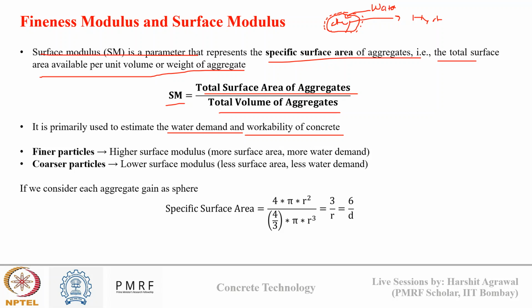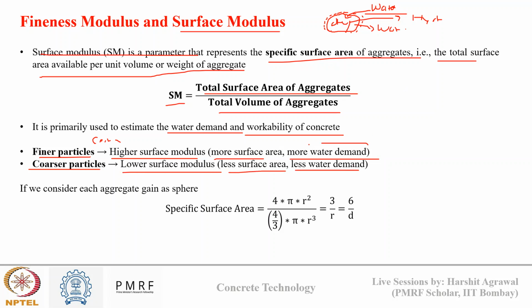Okay, so if we know the surface modulus of aggregate, we will know how much water demand there is for aggregate, and how it will affect the workability of concrete. If there are finer particles, there is higher surface area, the same concept that we used for cement. If there is more surface area, there will be more water demand. If there are coarser particles, there is lower surface area. If there is less surface area, there will be less water demand.